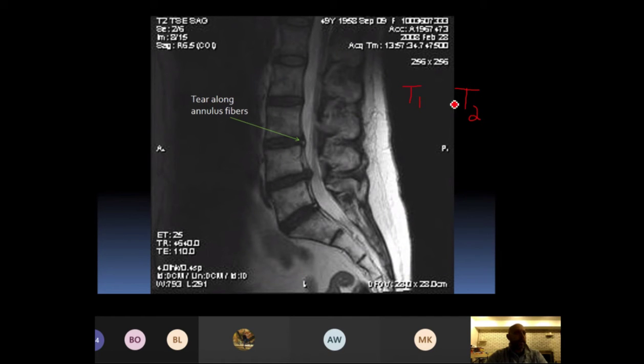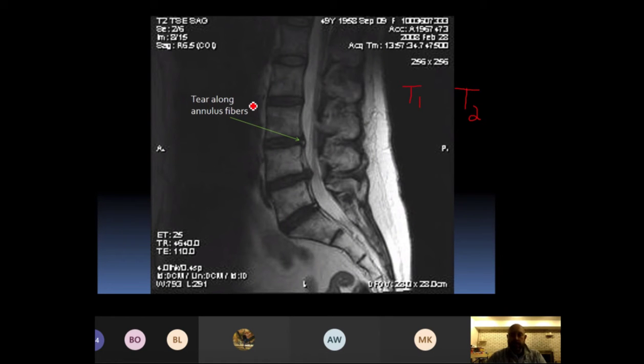And all you need to know right now, or this may be of interest to you, is that water is dark on a T1 weighted image and water is bright on a T2 weighted image. And so what we're looking at here is a T2 weighted MRI. And what's interesting is this little tiny bright dot right at the back of the disc. And so you guys can see these disc herniations, I think L4-5 most dramatically, a little bit here at L3-4.